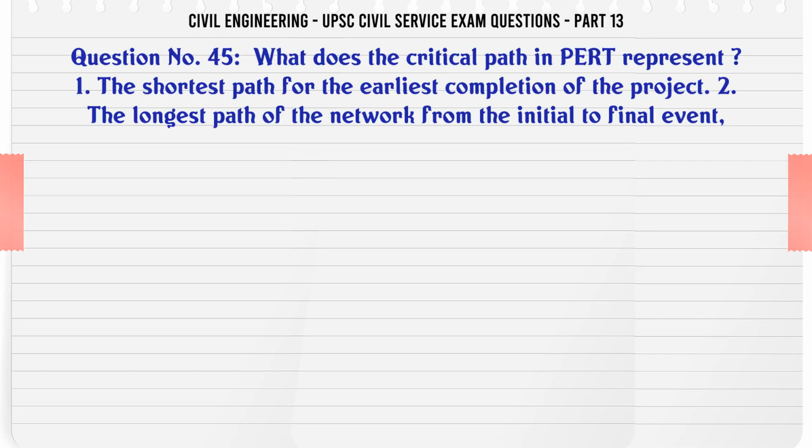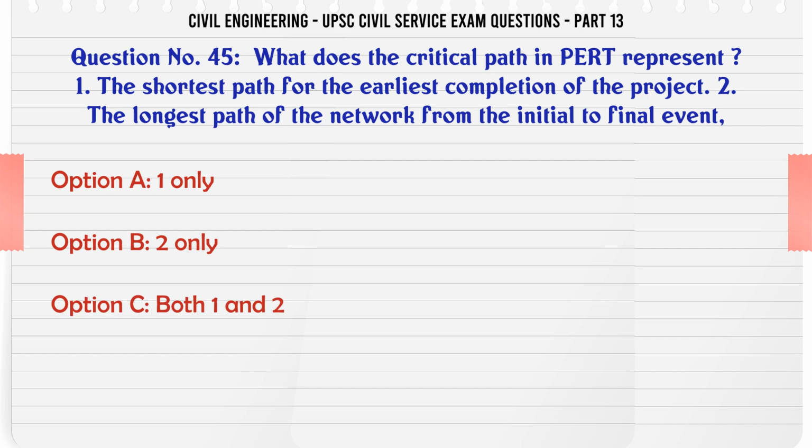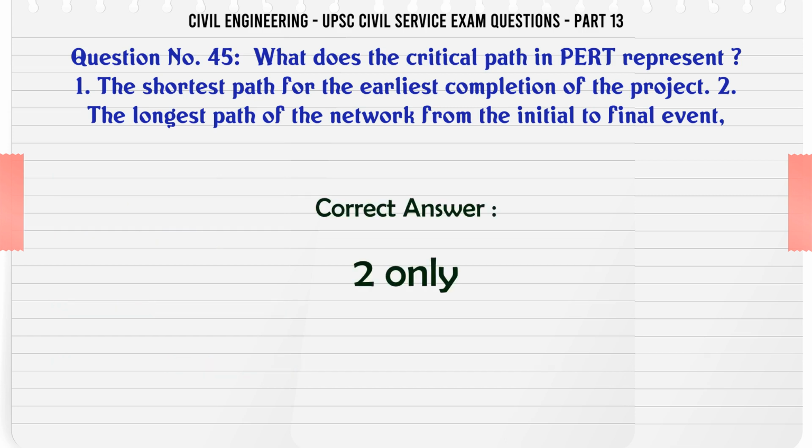What does the critical path in PERT represent? 1. The shortest path for the earliest completion of the project. 2. The longest path of the network from the initial to final event. A: 1 only. B: 2 only. C: both 1 and 2. D: neither 1 nor 2. The correct answer is 2 only.